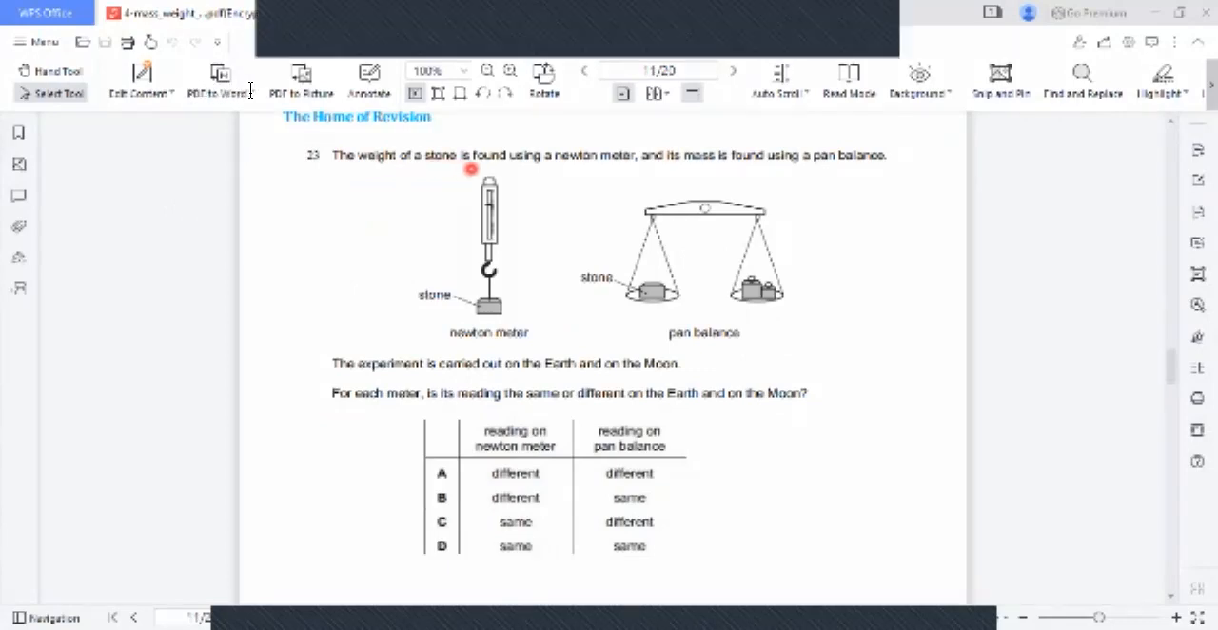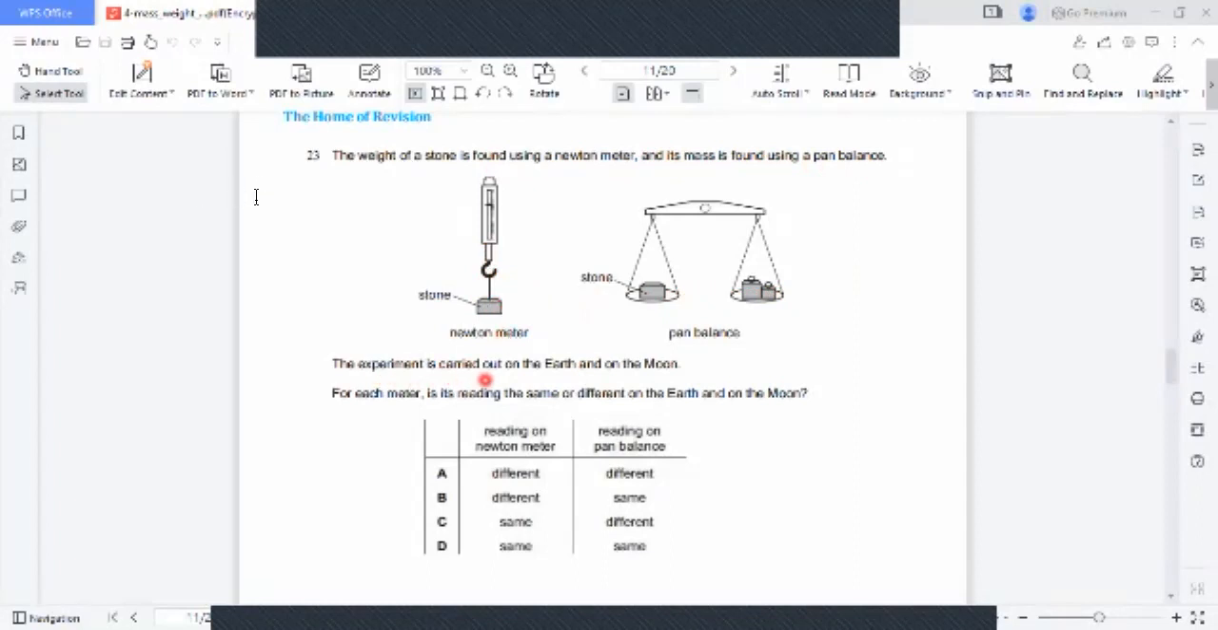The weight of a stone is found using Newton meters, and its mass is found using a pan balance. Okay, here is a weight, here is a mass. Pan balance is used to measure the mass. Newton meter is for weight.